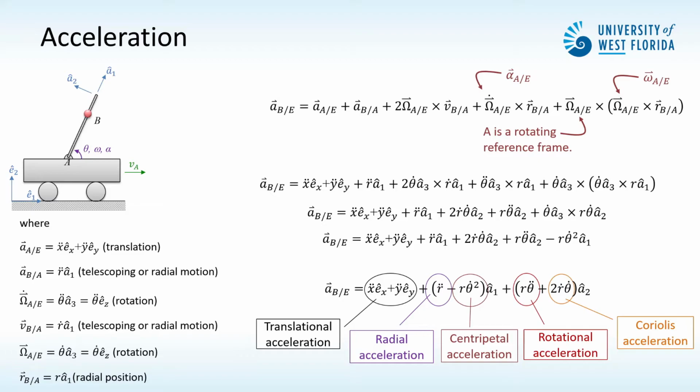Coriolis acceleration is the most difficult to conceptualize. It has to do with the fact that different points along the radius of a rotating rigid body have different linear velocities. So, if an object like ball B is moving away from the axis of rotation, then its linear velocity must increase in the transverse or A2 direction simply because its distance from the axis of rotation is increasing.